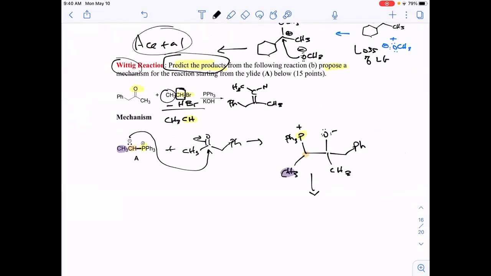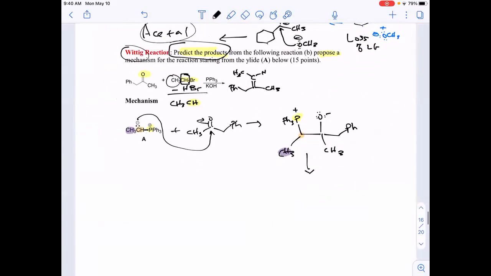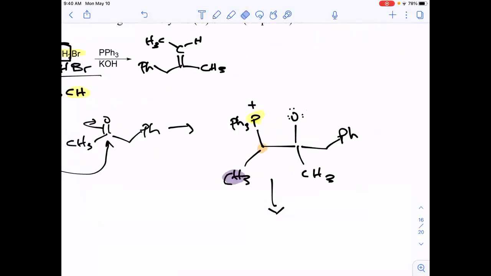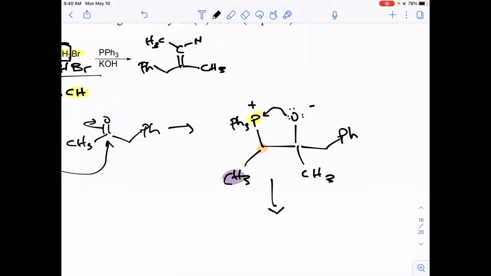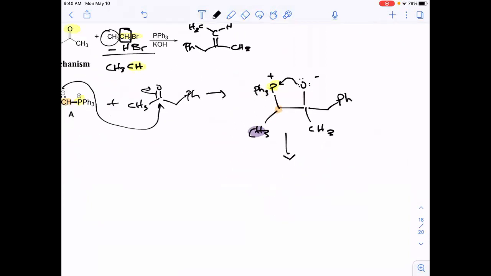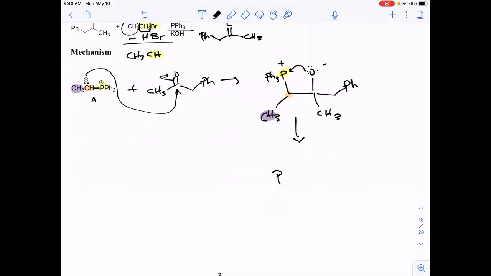Right, that doesn't stay like that. It actually cyclizes and then decomposes. So how do I cyclize it? I have an oxygen with a negative charge next door to a phosphorus that's got some. So that oxygen's gonna attack. Like this, right? And then that's gonna give me a 4-member intermediate, like that looks like that.